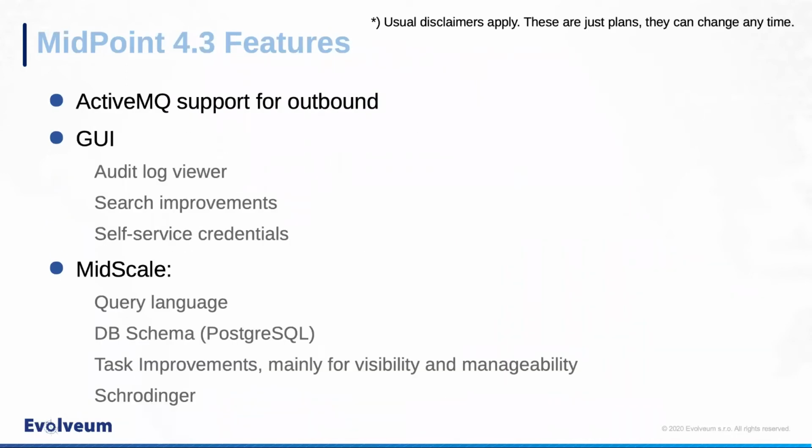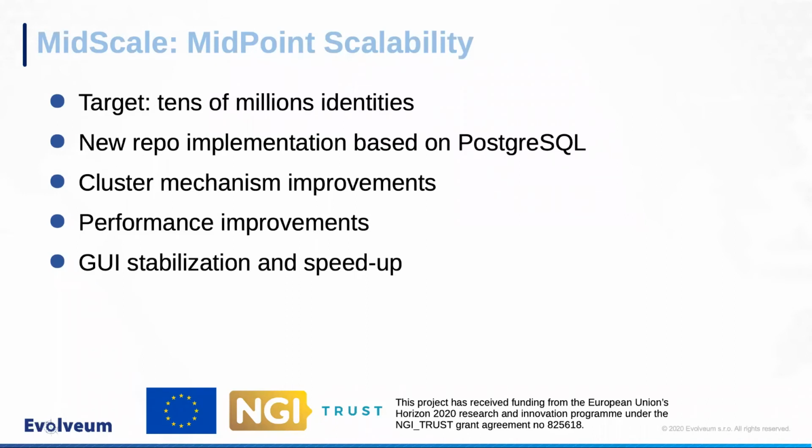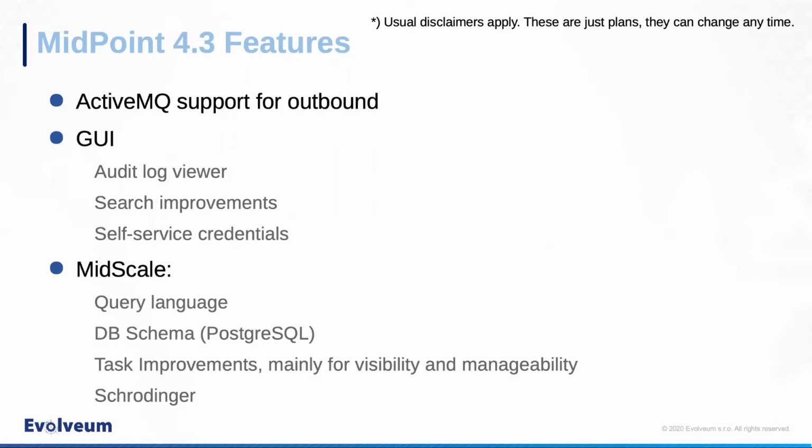So when we look closer, one thing which I forgot to mention is that the midScale project will last for 1 year. So it will be spread through 2 midPoint releases, 4.3 and 4.4. When we look closer at the plan for 4.3, we can see that there is a part midScale, and as a part of midScale, we will focus on improvements for query language.